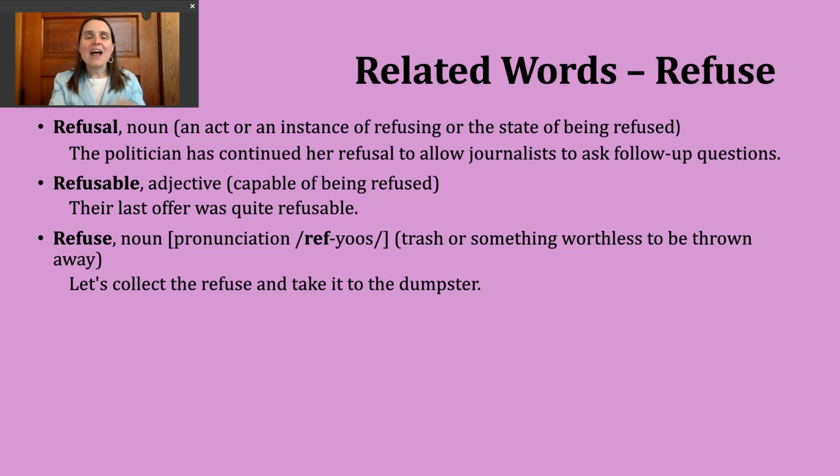Okay? If you would encounter this word, refuse, and it's being used as a noun in a sentence, it's referring to trash, or it's referring to something that's so worthless you want to throw it away. Okay, let me give you an example of this. Let's collect the refuse and take it to the dumpster.